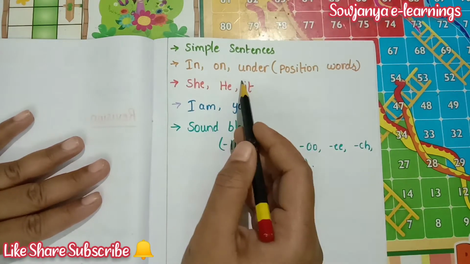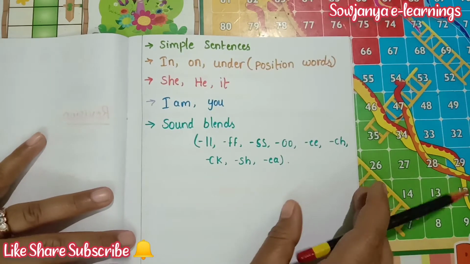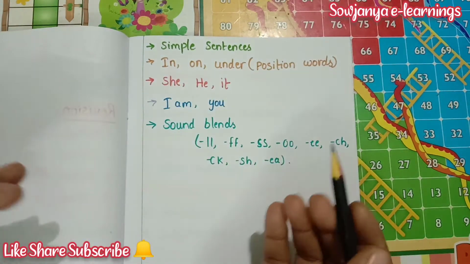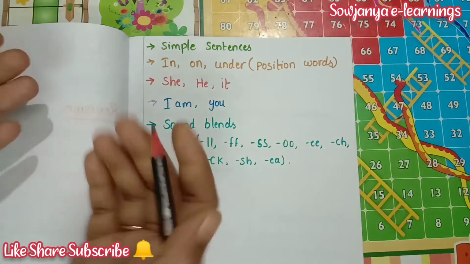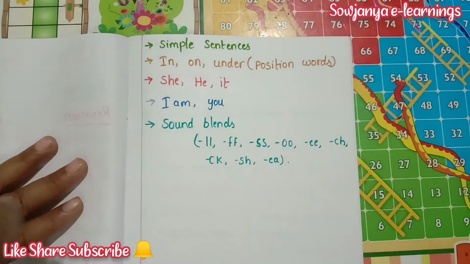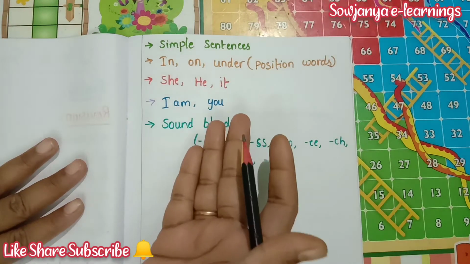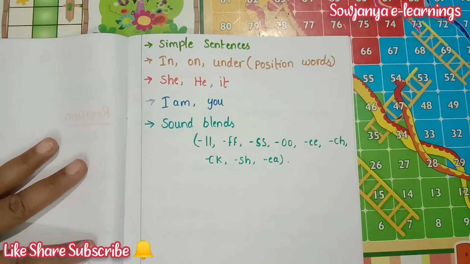Next, in, on, under. These are called position words. We have to teach them the position words. Like we have to show the action. Like in. In means where the things will be there. Where the fish will be there. In the water. Like that. On. The book is on the table. Under. Like if anything is under the table, we have to show them and we have to teach them.